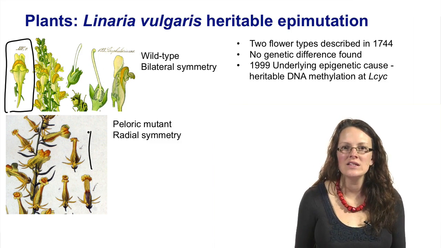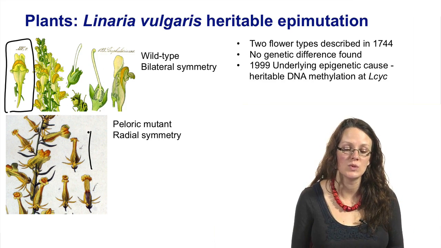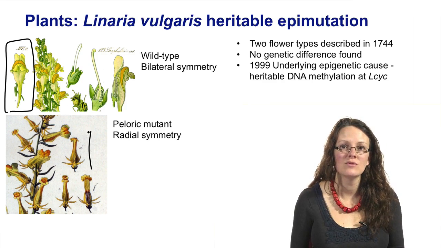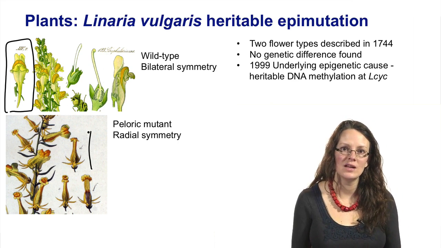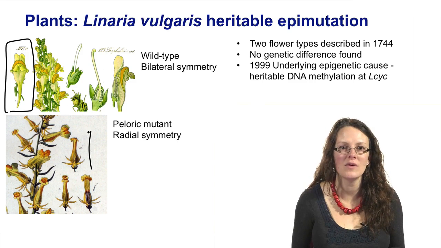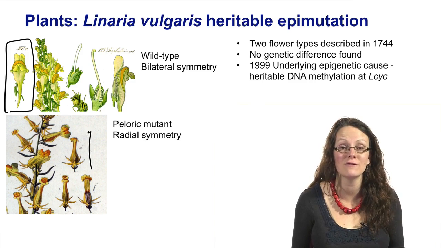However, it was in 1999 that a publication came out saying that you can't find any genetic difference between these two flower types, but rather they found that there was a heritable DNA methylation difference, and this was at the Lcyc gene. This heritable DNA methylation difference had apparently been occurring with a very high penetrance, being passed on generation by generation since 1744 at least, when Linnaeus described these two flower types, and probably even before that.